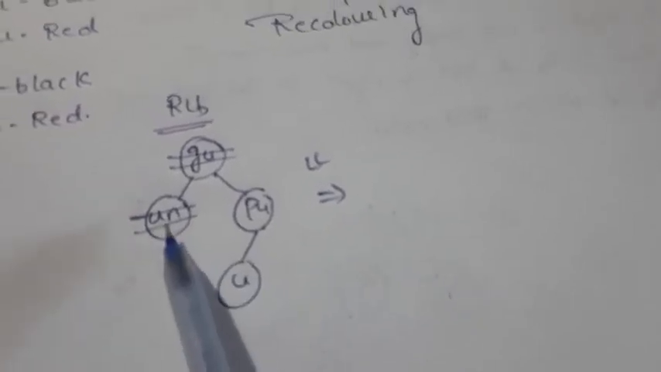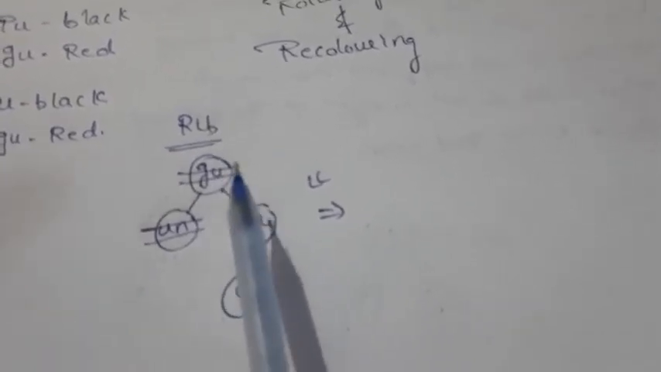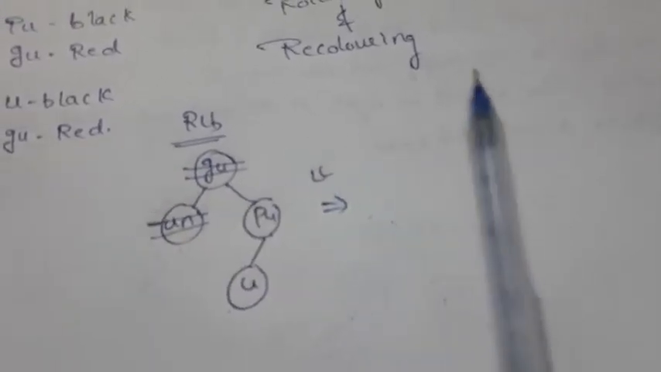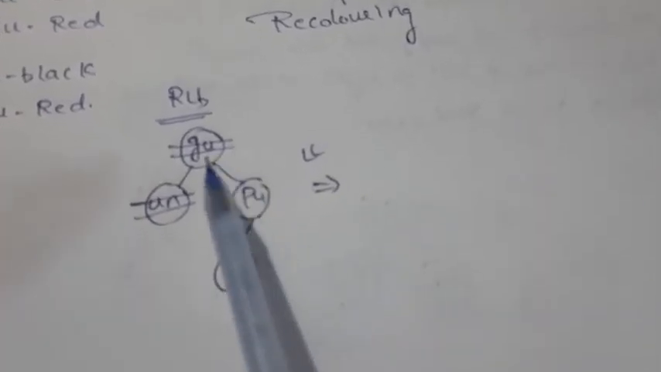So coming to RLB, right left rotation, it means here we are having two consecutive red nodes and the uncle node is in black color. If it is an RL rotation, it is a double rotation. So we have to apply two rotations, that is LL and RR. After applying these rotations, then only I can recolor my tree.